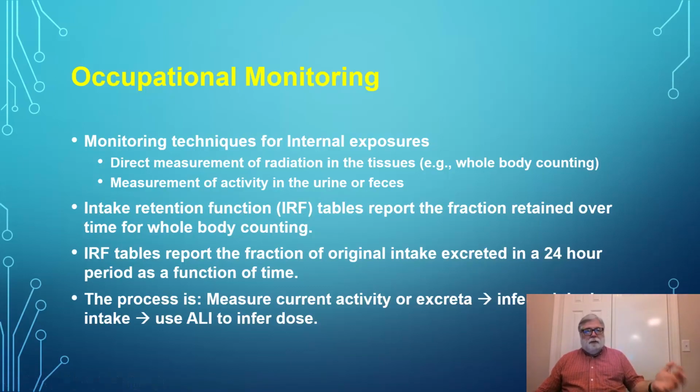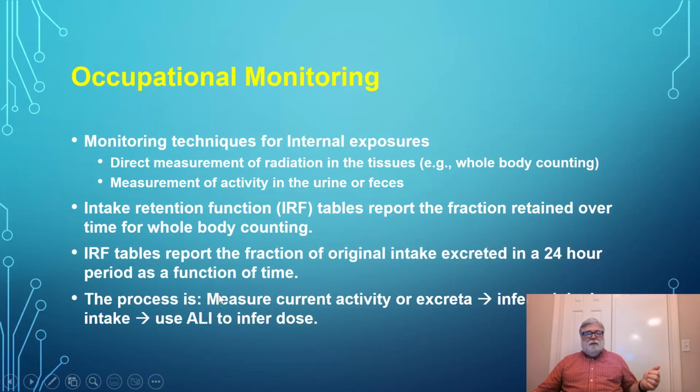Just like we have tables that tell us what the dose is given an intake, we have tables that tell us after 24 hours how much of the material would be retained in the body, and how much would be excreted in the following 24-hour period. So we use these intake retention functions that tell us what fraction remains in the body or is excreted later on, to infer how much activity was present at the beginning. So if we know it's been a week since this person did their work activity, and they have a certain number of microcuries in their body, we can use these tables to tell how much activity they had when they were first exposed. And then we use that initial intake.